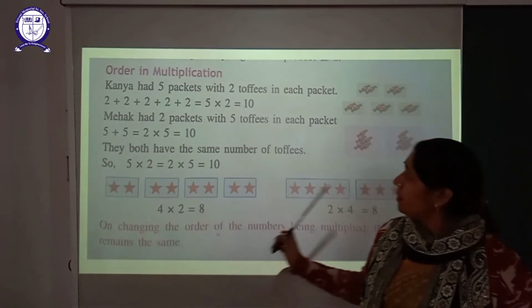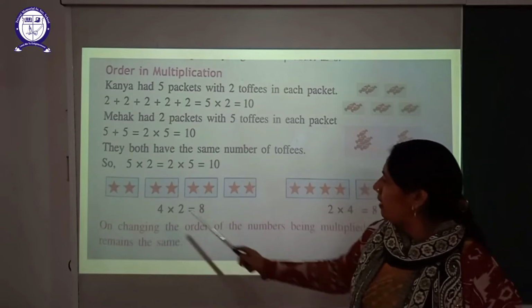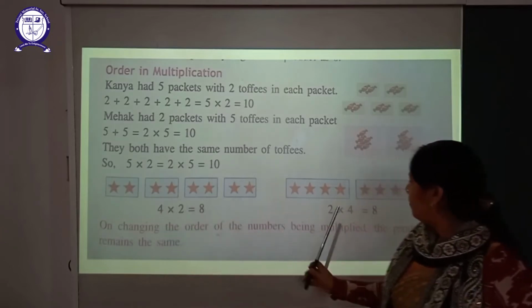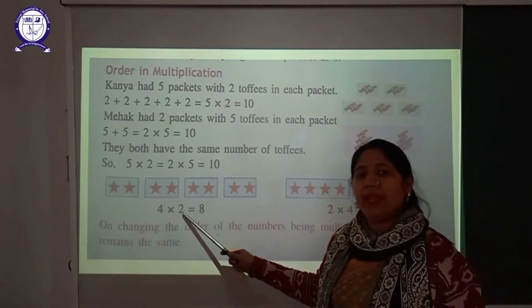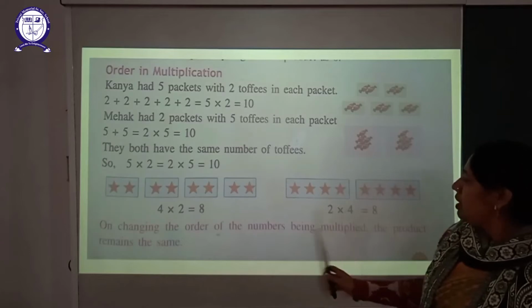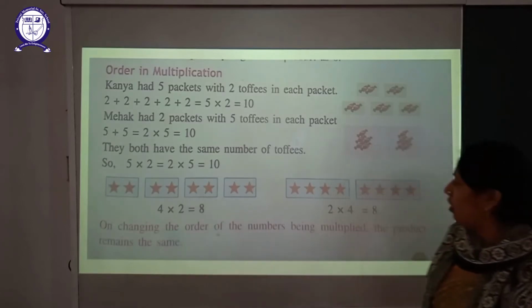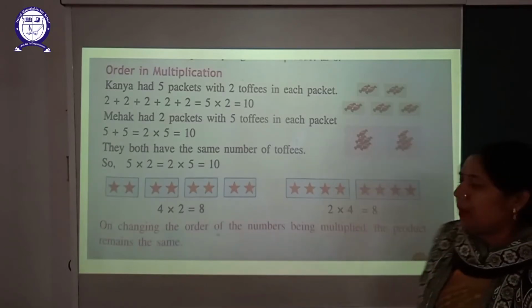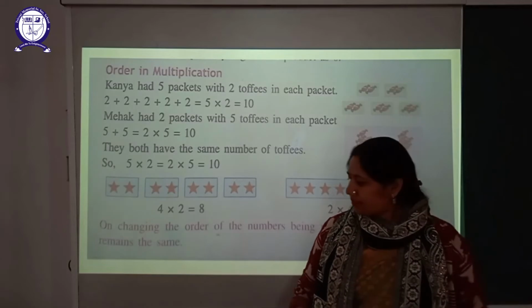So we have to understand the change of order. It means in place of 4 we write 2, and in place of 2 we write 4. When the order of the numbers being multiplied changes, the product remains the same.